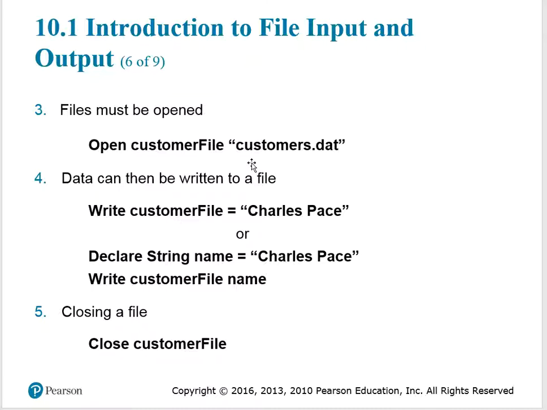Fourth, you can actually write, or save, let's say, a specific name in here, Chris. I'm going to write that or save it into customerFile. Now I also want to have Charles as a string name, and I'm declaring that as a string data type, and then write customerFile name. That means you're putting this Charles inside of that variable. And then lastly, you need to close the file.